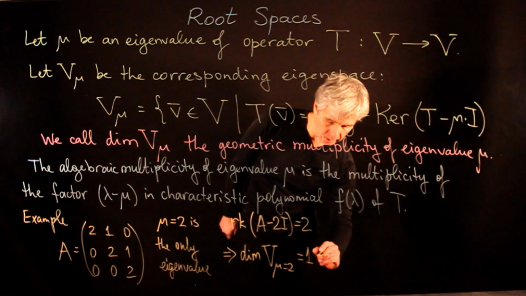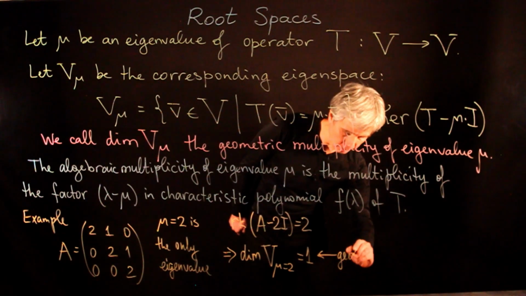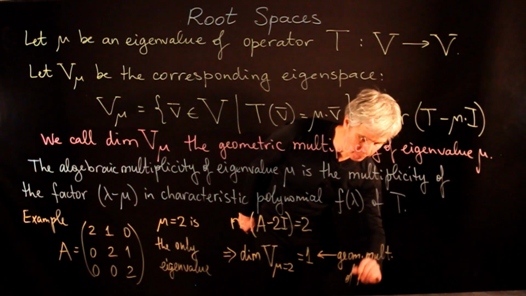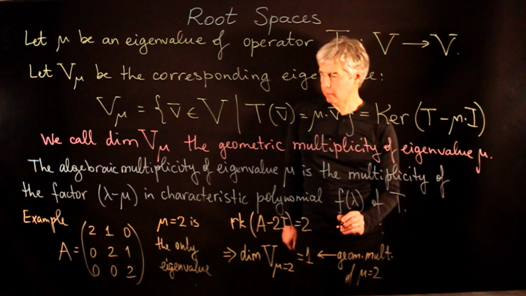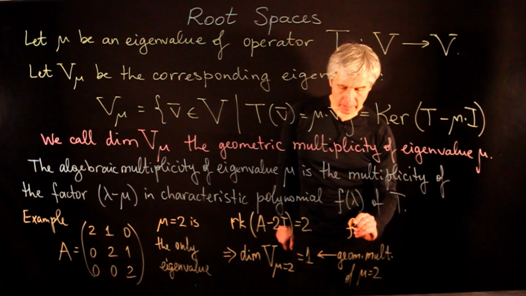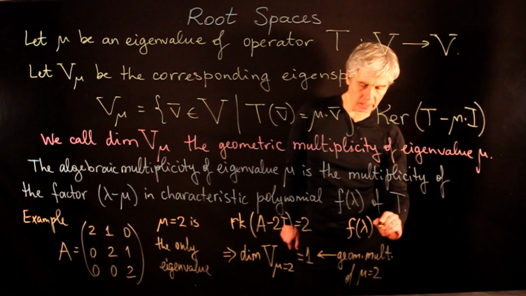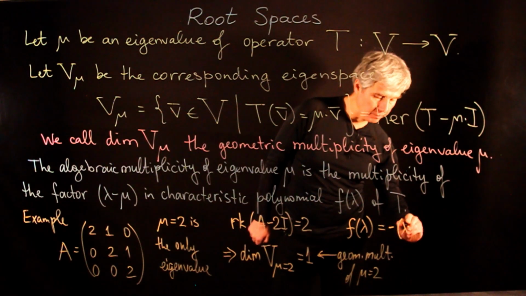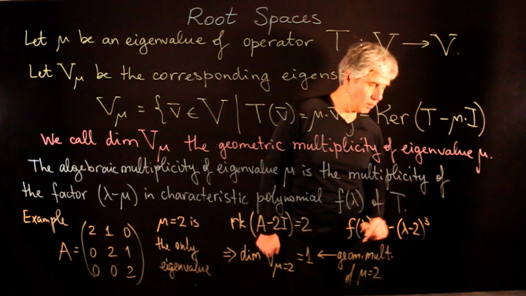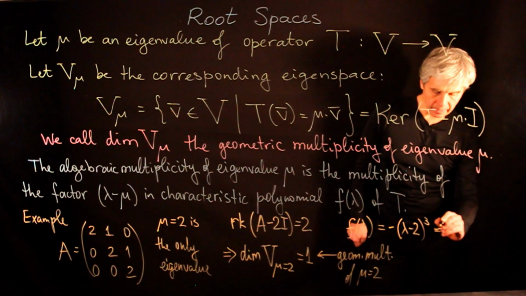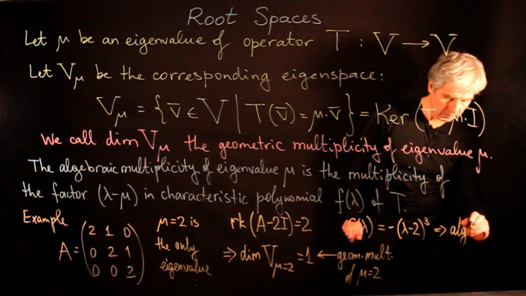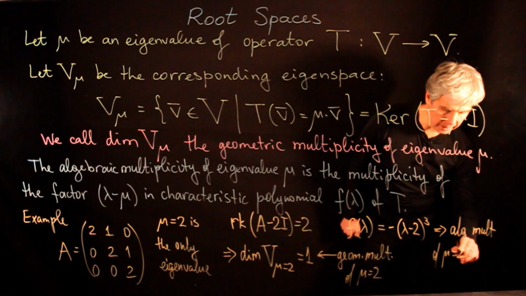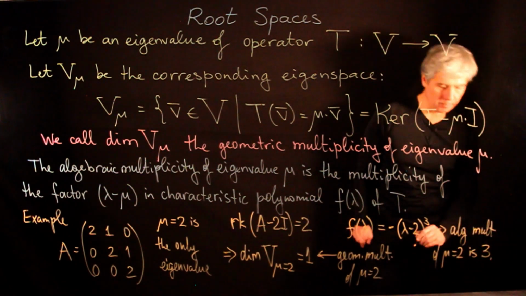So this 1 is the geometric multiplicity of mu equals 2. On the other hand, the characteristic polynomial of this matrix is equal to minus lambda minus 2 cubed. So this tells us that the algebraic multiplicity of mu equals 2 is equal to 3.